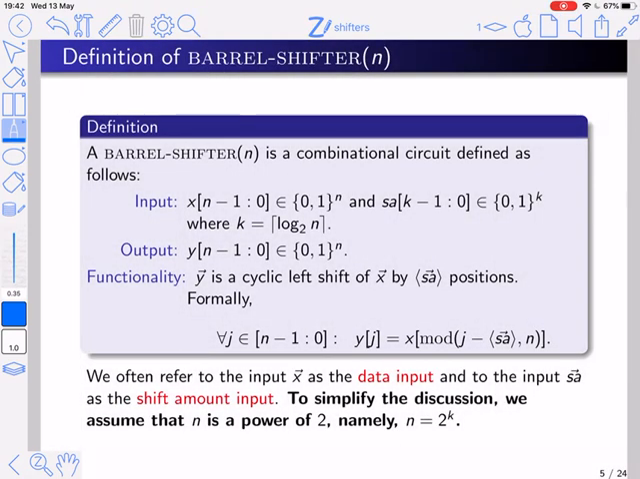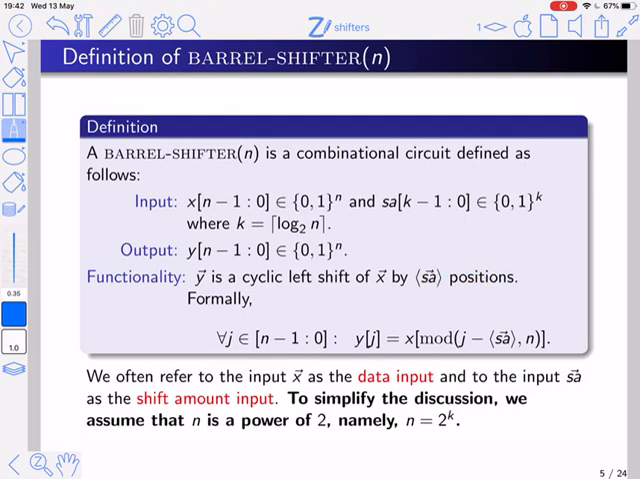Let's define what a barrel shifter is. A barrel shifter with parameter n is a combinational circuit with the following inputs. It has an n-bit string x as an input and a shift amount SA, which is k bits long, where k equals log of n base 2. The output Y has the same length as x does, and the functionality is that y is a cyclic left shift of x by SA positions.